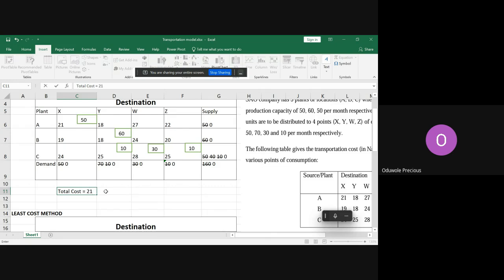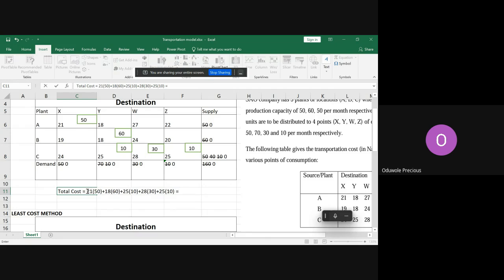21 times 50. We can put the 50 into bracket. Plus, this is the first one, 21 times 50, 18 times 60, then plus 25 times 10, plus 20 times 30, plus 25 times 10. So what would all this give us?